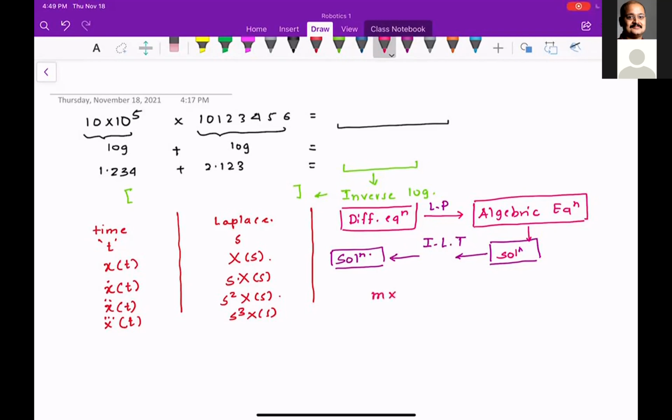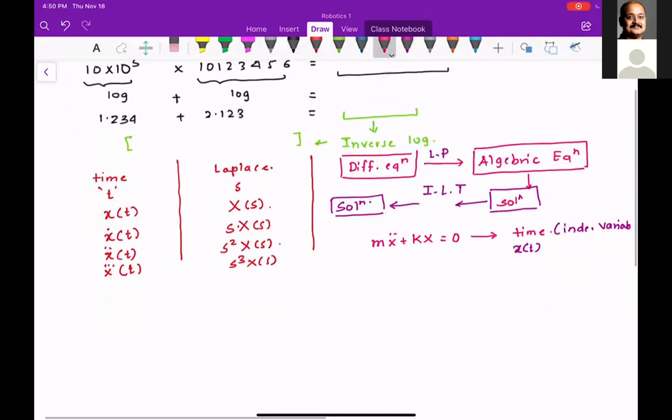Imagine you have a differential equation m x double dot plus k x is equal to 0. Now this equation is in the time domain. Why is it in the time domain? Because the dependent variable is x of t, where time is the independent variable. If I want to solve this differential equation, I need to solve it either numerically, or using some analytical technique, or the matrix exponential that we talked about.